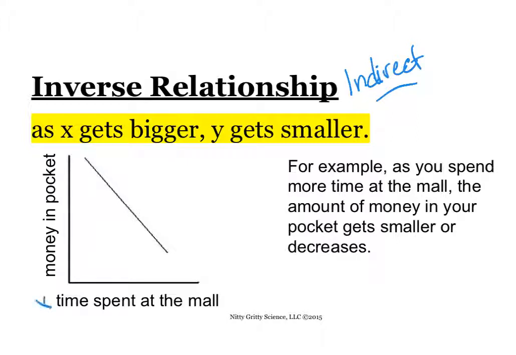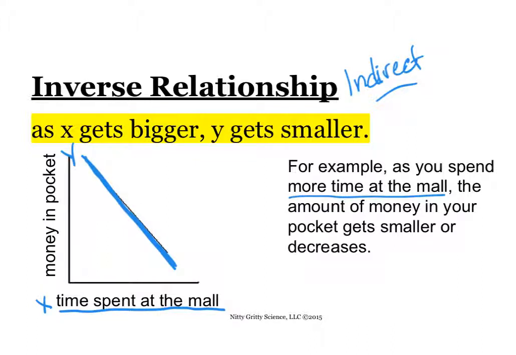So x, in this case, is the time spent at the mall. So as the time spent at the mall gets bigger, so in other words, as you spend more time at the mall, y is going to get smaller. The amount of money in your pocket is going to get smaller. You're going to have less money. So again, on your sheet, you need to draw this line.